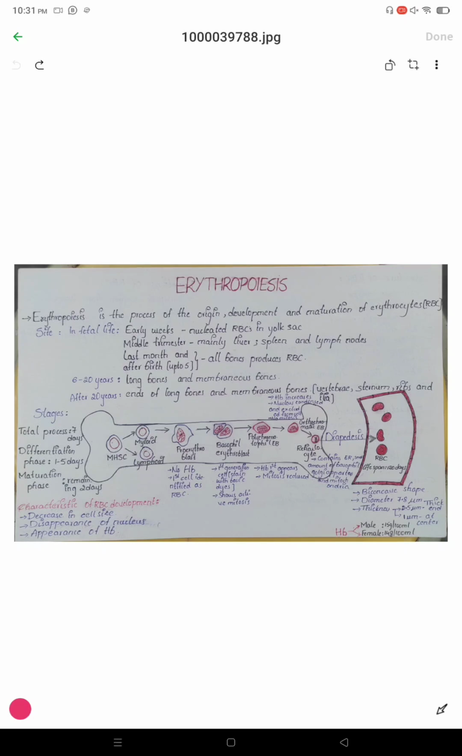Okay. Next, the shape is biconcave with a diameter of 7.5 micrometer and a thickness of 2.5 micrometer at the thick end and 1 micrometer or less at the center. Next, hemoglobin content varies with gender. For male it is 15 grams per 100 ml and for female 14 grams per 100 ml.